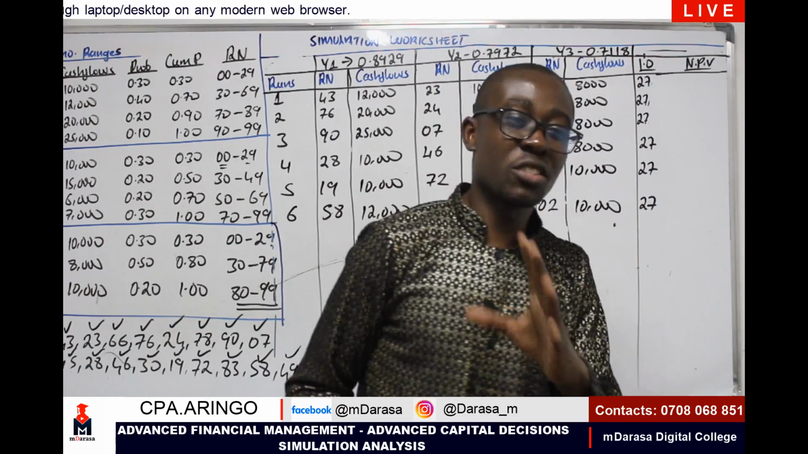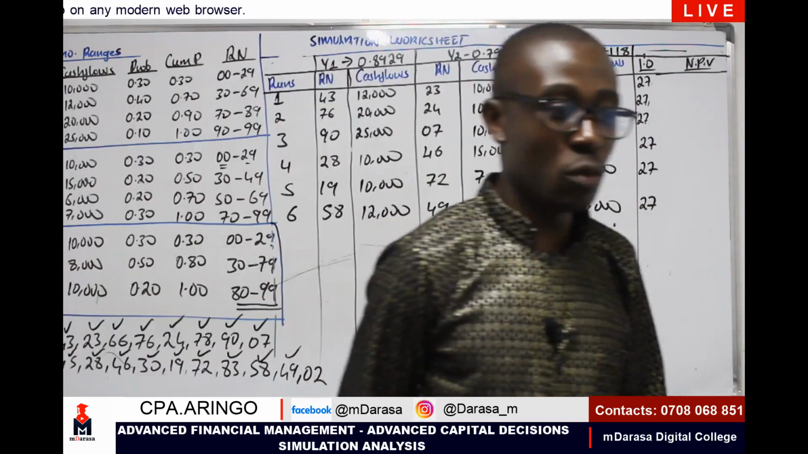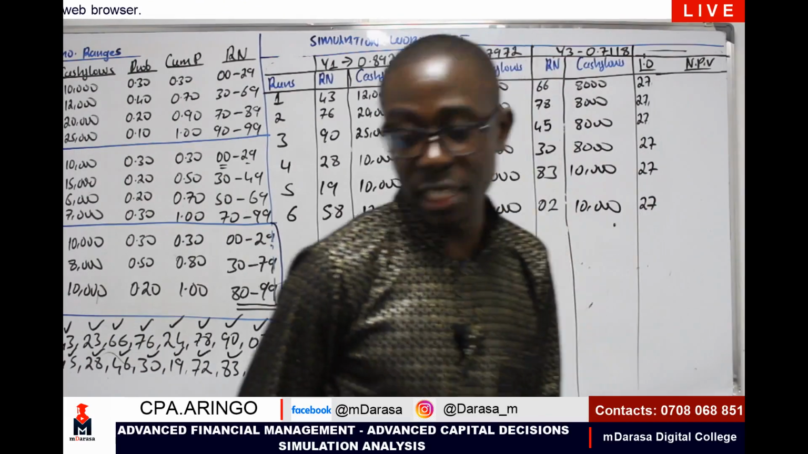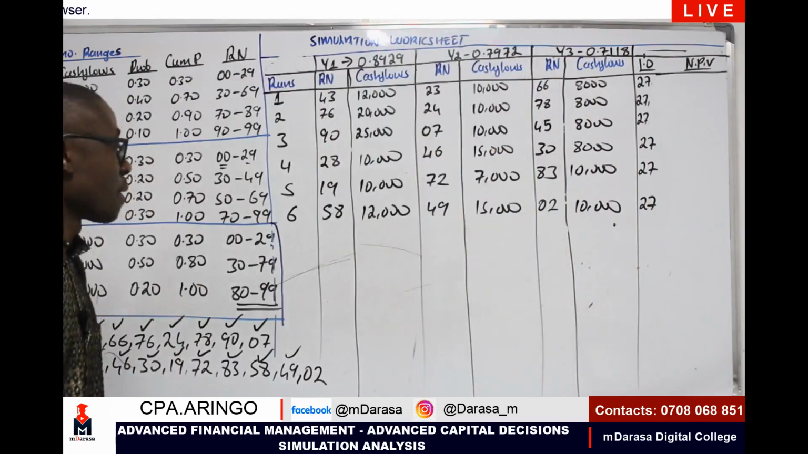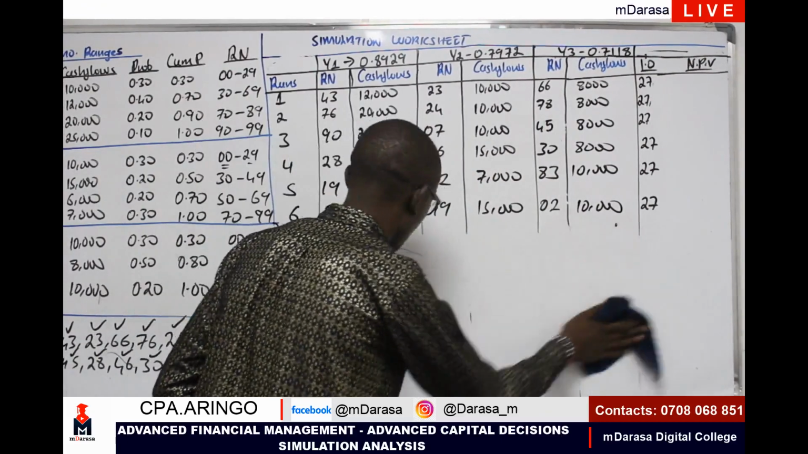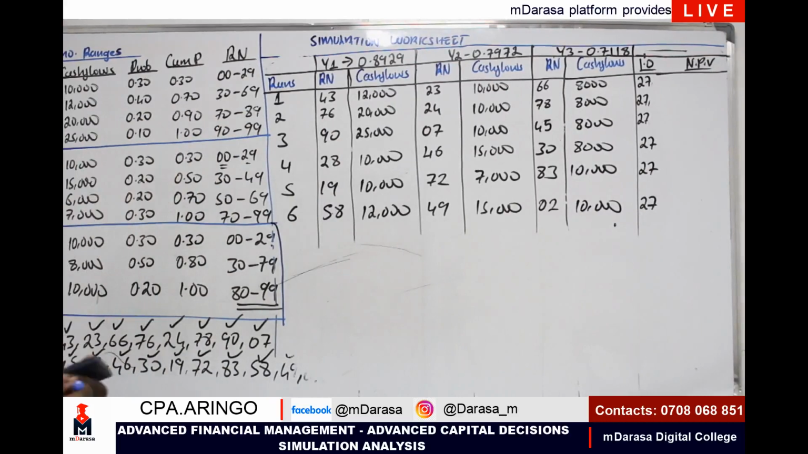So this is what I want us to do. And kindly at this point, concentrate with Mwalimu. Put all your attention here, so that you see how this thing is simple. I need my NPV.